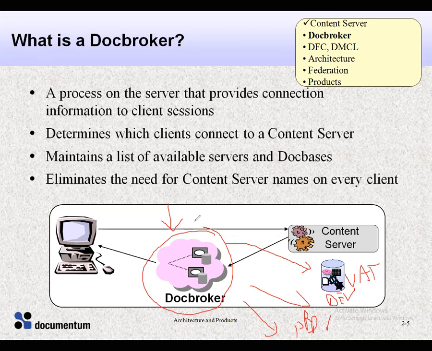If any of the docbases is not running, the docbroker will have an error exception that the particular docbase is not running. So the work of the admin is to check the docbroker every time, whether it's running or not running. If the docbroker is down, then the content server is down.